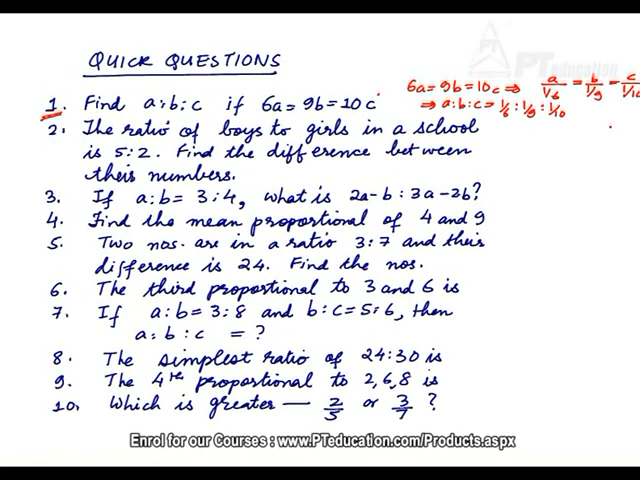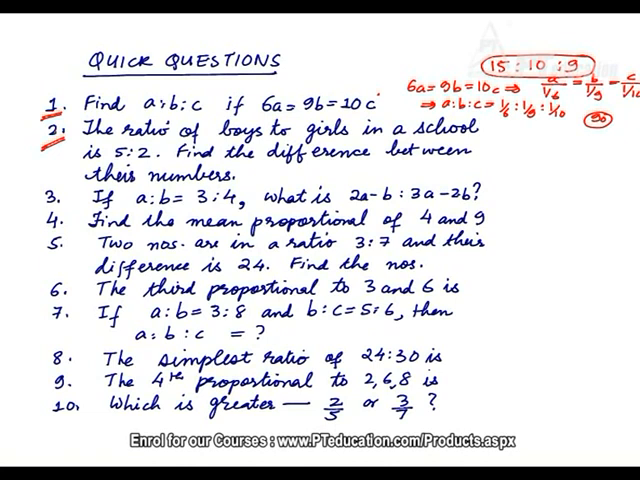So take the LCM of 6, 9 and 10, and that will give you 90 as the LCM. So what will be left in the numerator then? With 6, it will give you 15. With 9, it will give you 10. And with 10, it will give you 9. And so our final answer is 15 is to 10 is to 9. I hope this is clear. We move on to question number 2.